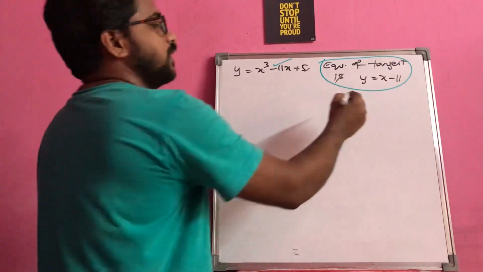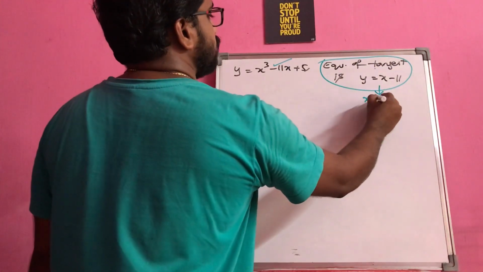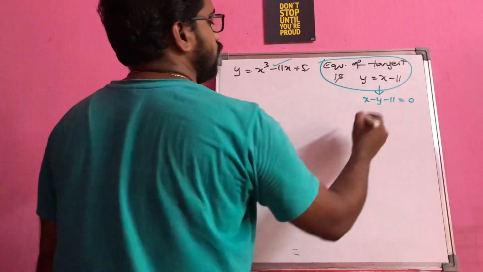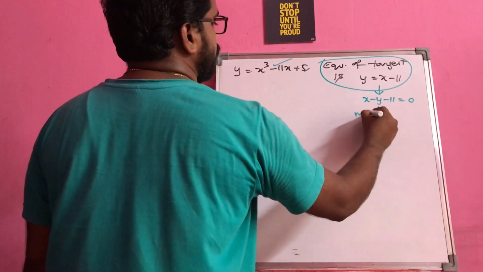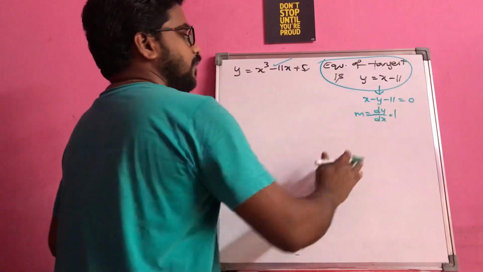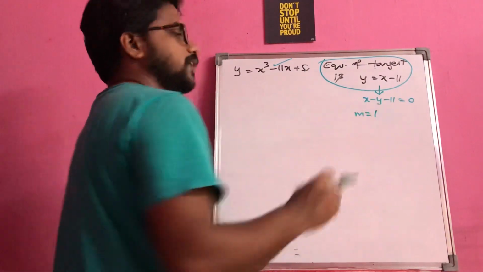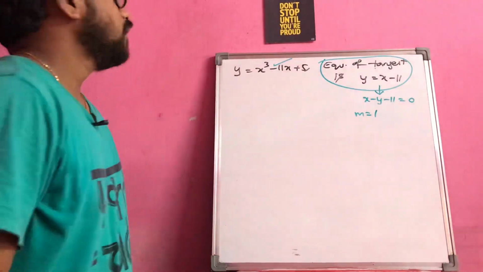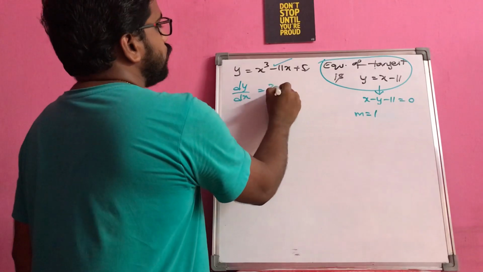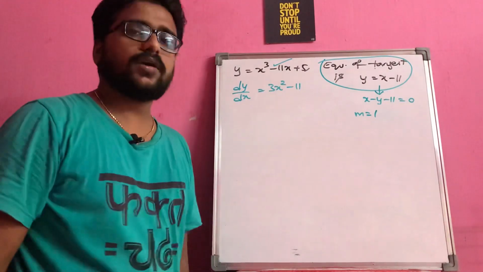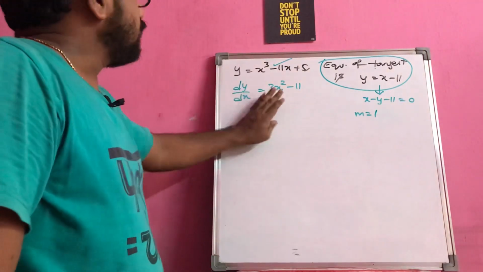So from this, if I just rearrange, x minus y minus 11 is equal to 0, whose dy by dx, that is nothing but the slope, is equal to 1. I will get m is equal to 1 because minus a by b. So if I find the dy by dx of the curve here, I am getting 3x square minus 11. Okay. So this is the slope.